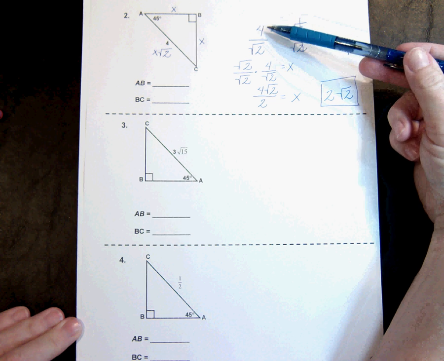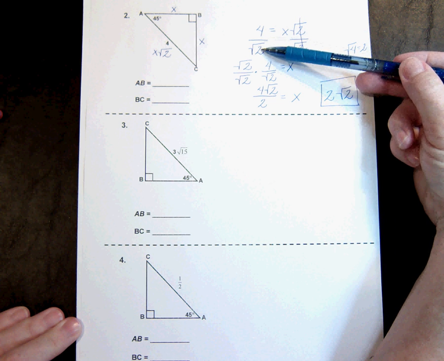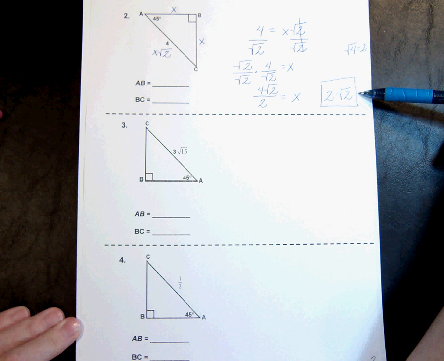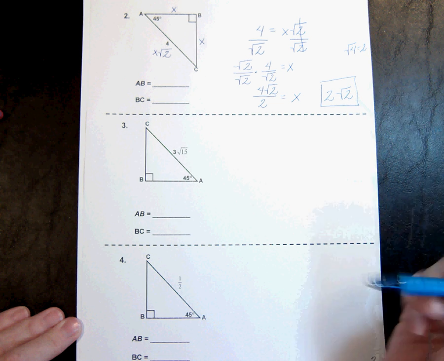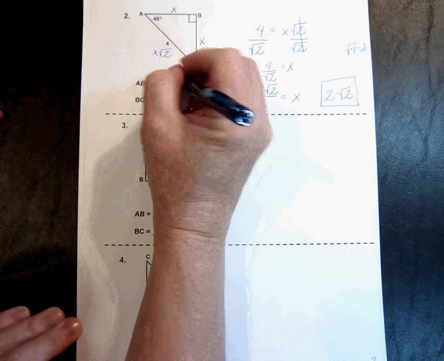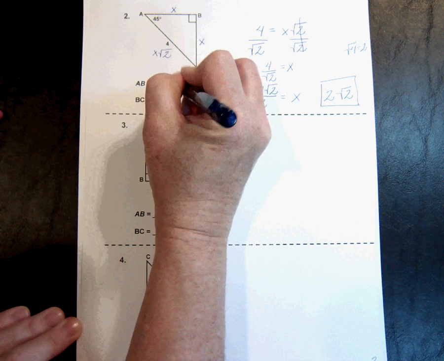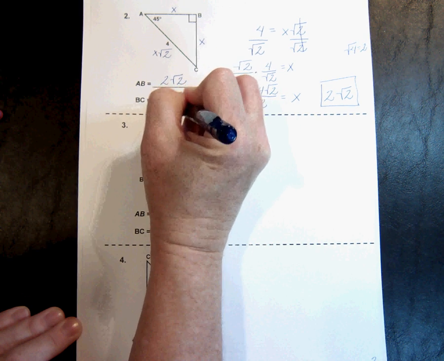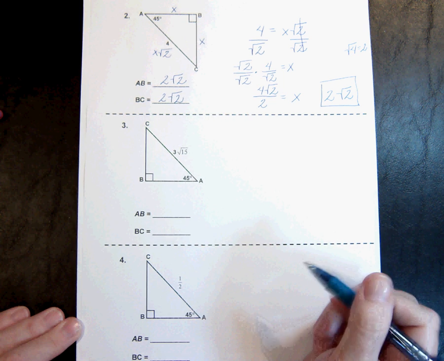If you used a calculator and just said 4 divided by square root of 2, you'll get a decimal value, which is fine, but I also want to see that we understand how to leave it in simplified form. So AB was a value of 2 square roots of 2, and BC was a value of 2 square roots of 2. Putting our answers over here.